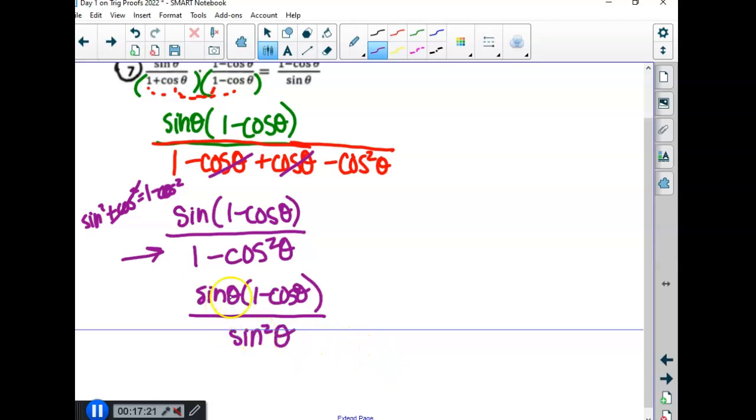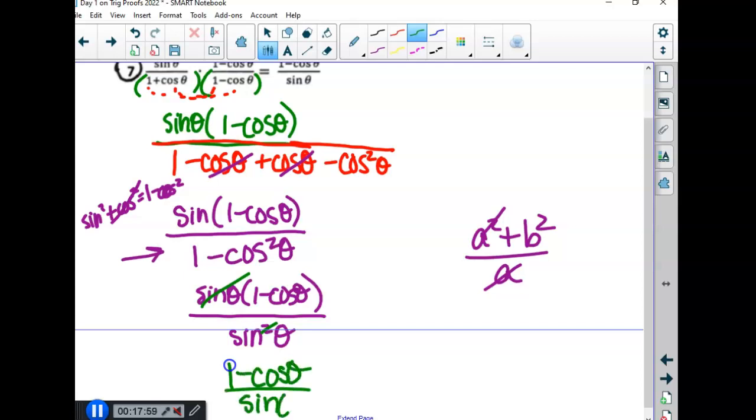Is it killing kitties to cancel one of these signs right here? Everybody's scared to speak. If we have this, we can't cancel one of those, right? Because this is involving addition and subtraction. But does this involve addition and subtraction out here? No, it's multiplied. So we can divide out one sine here with one of the sines down here, which leaves 1 minus cosine over sine. Is that what we were trying to get to?